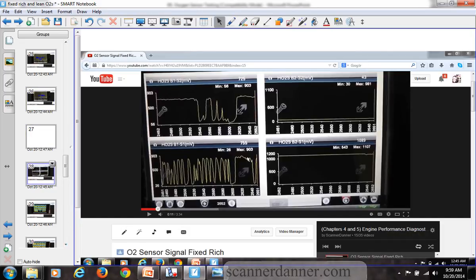Another one, fixed rich. Which one's fixed rich? Can you see it? This is a V8 Chevy van, I believe. It actually might be a 6-cylinder. This was Jimmy Hall's van. You know what his complaint was? 3-cylinder misfire. Intermittent. And it had him running circles for a little bit. He brought it in and showed it to me. It was missing real bad.